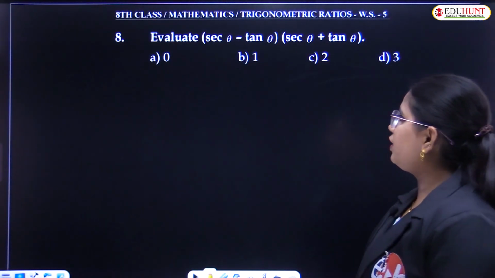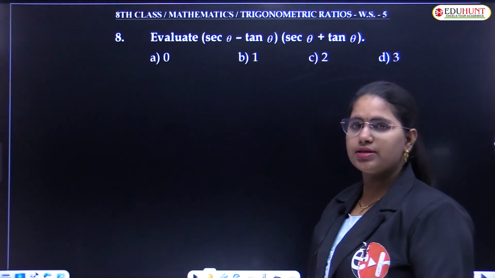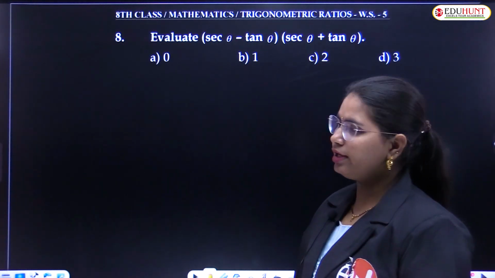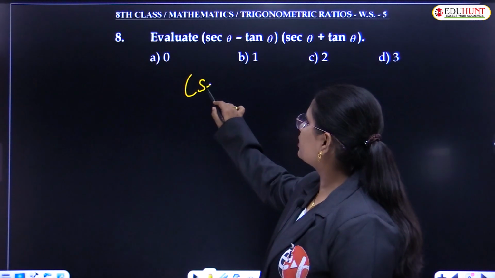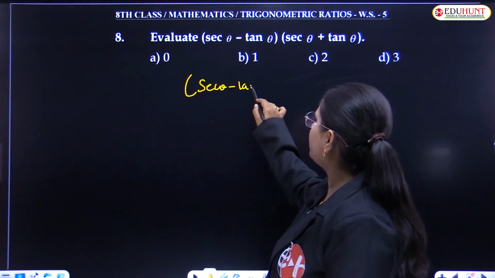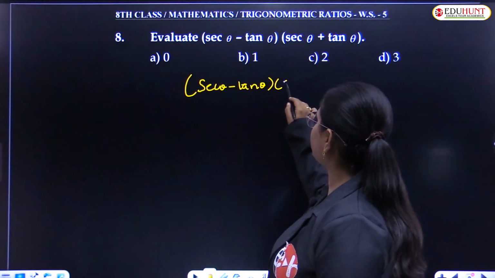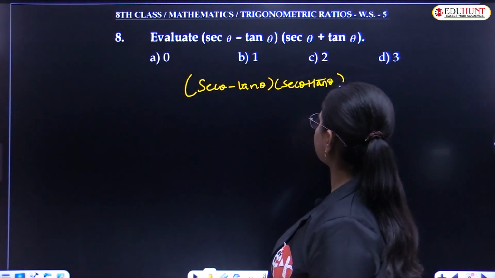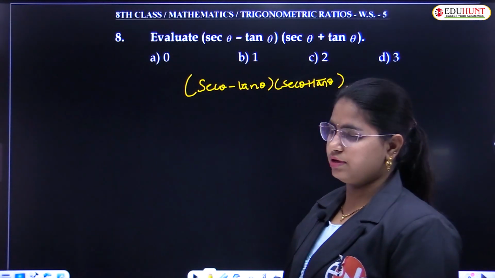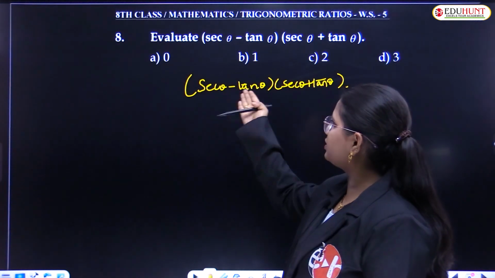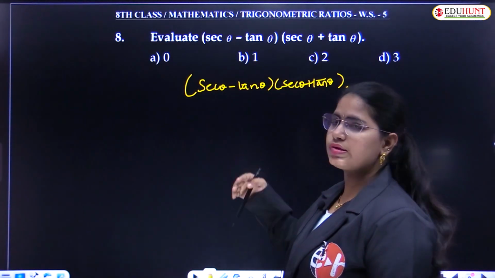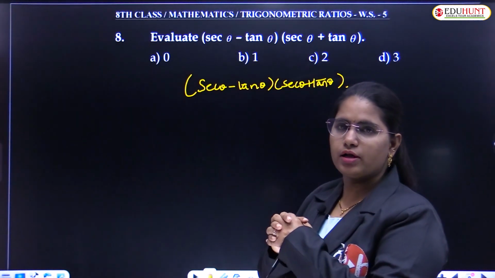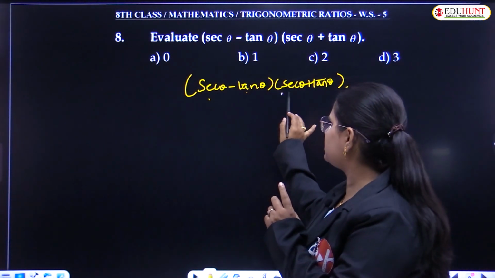Eighth question. Evaluate secant theta minus tan theta into secant theta plus tan theta. Right? What is the given question? Secant theta minus tan theta into secant theta plus tan theta. So what is the question here? This is in the form of this value I need to find out. It is clearly visible. This is in the form of a minus b into a plus b. Correct? This is a minus b and this is a plus b.